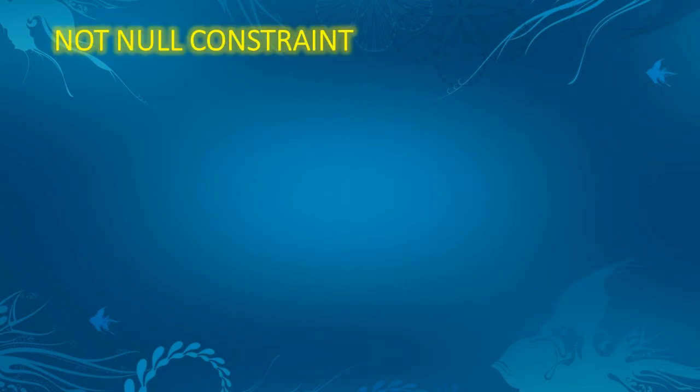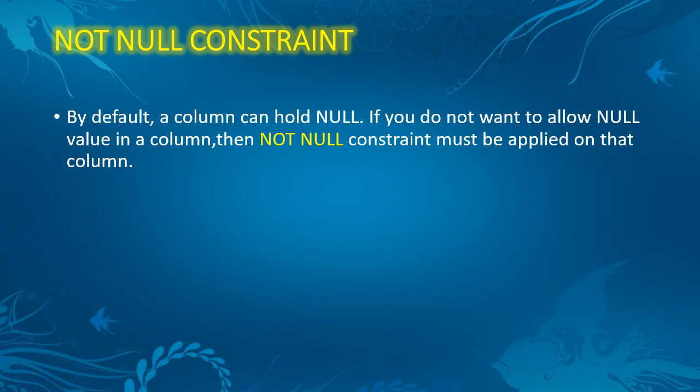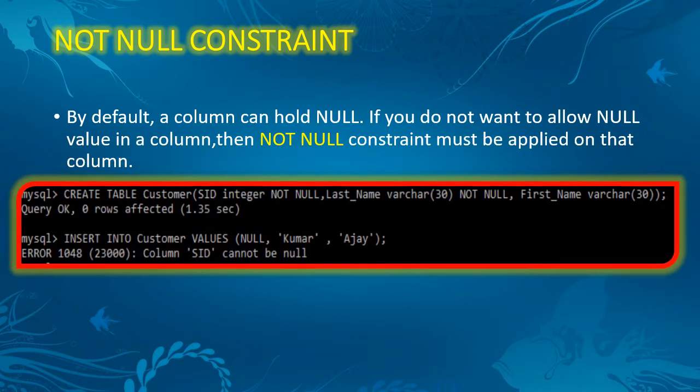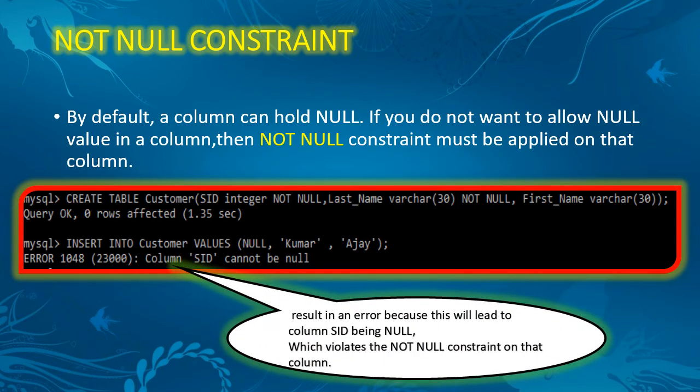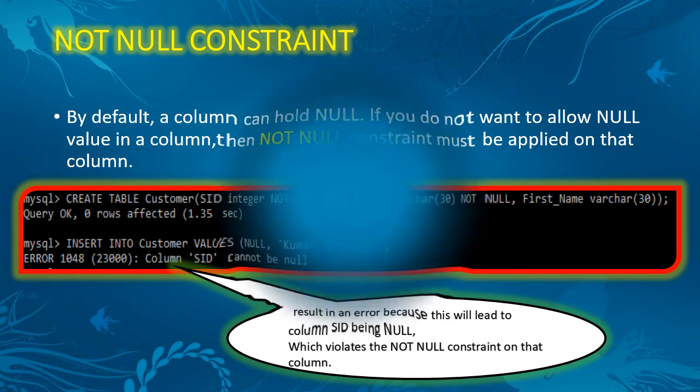So first constraint, not null constraint. How we can create: just creating table customer. Here SID integer not null constraint, so the value should not be null because we are providing the constraint not null. But while we are inserting a record, if I give null for SID, it throws an error. It can't be null.